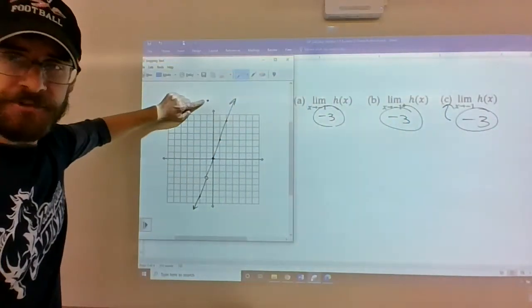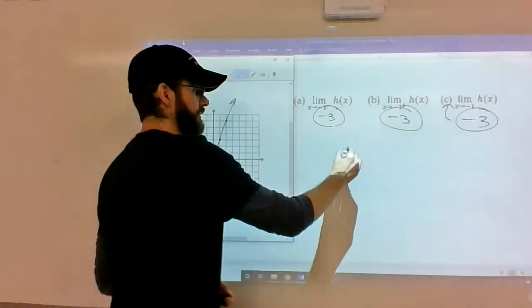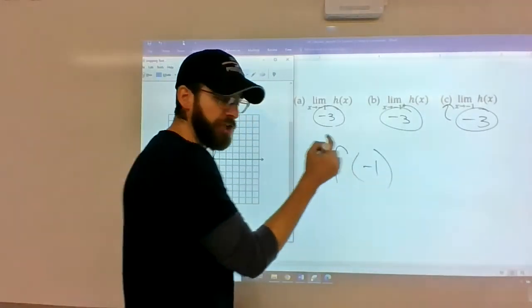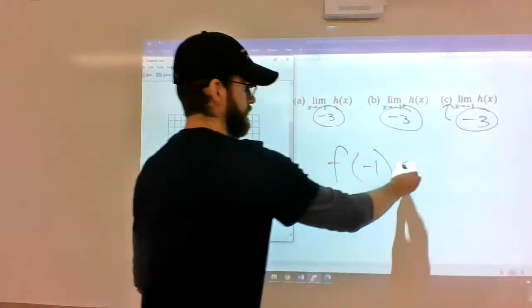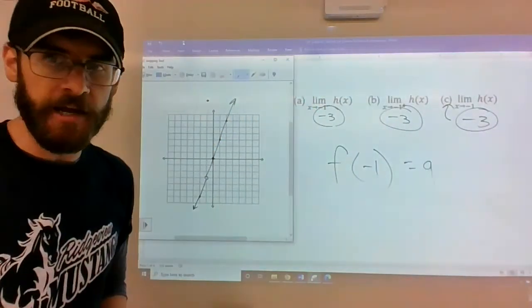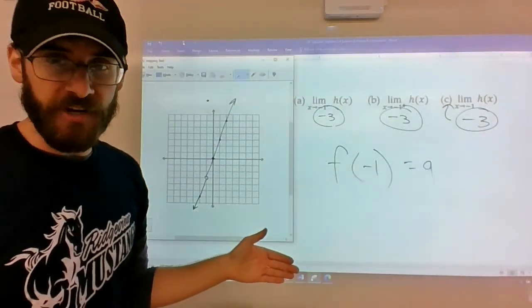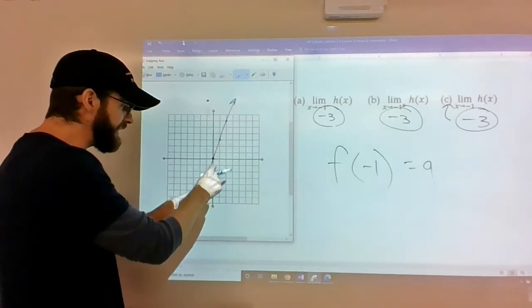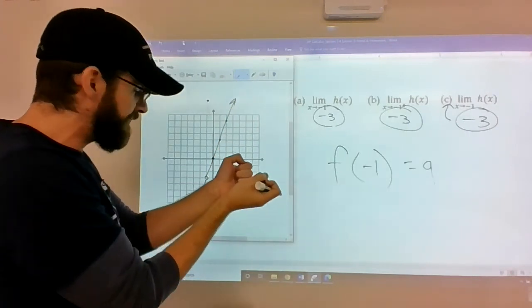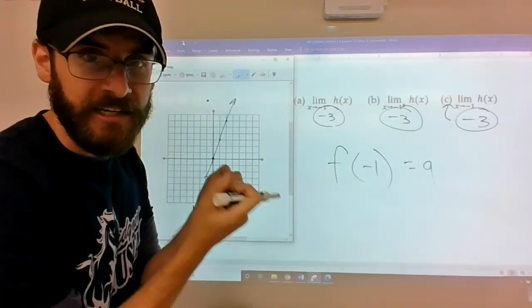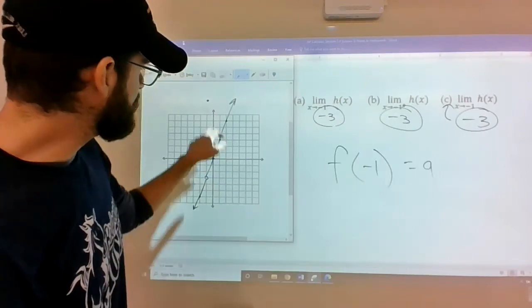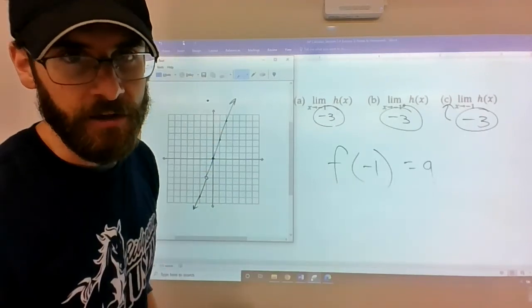You know what this point represents? This point represents the function at negative 1. The function at negative 1 equals 9. The limit as x approaches negative 1 is trying to be negative 3. It's trying to be a function that holds it all together and remains continuous. It just, for some reason, at negative 1 couldn't handle it.